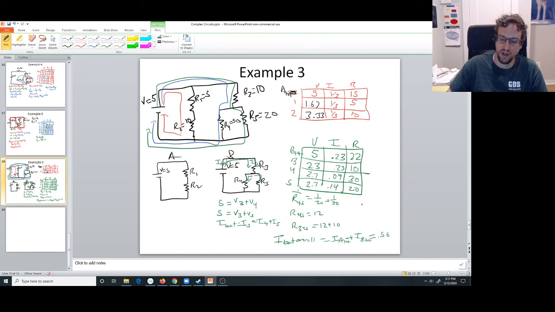Okay. All right, hopefully those examples will give you a little more understanding of current conservation, voltage mapping, and how to solve these circuits.